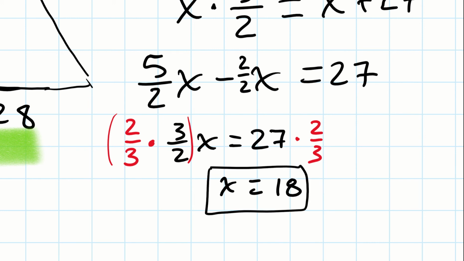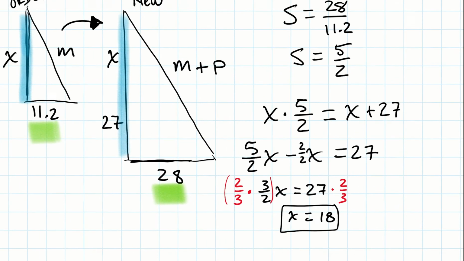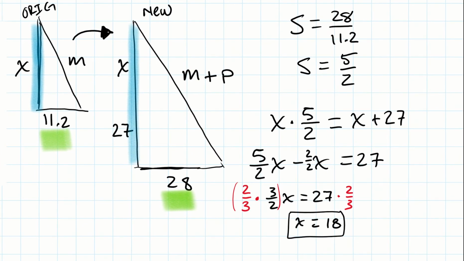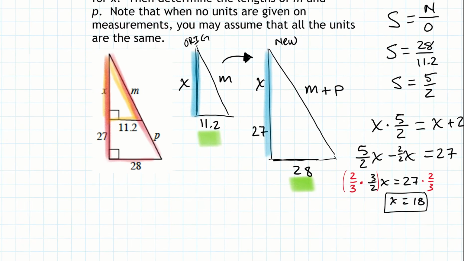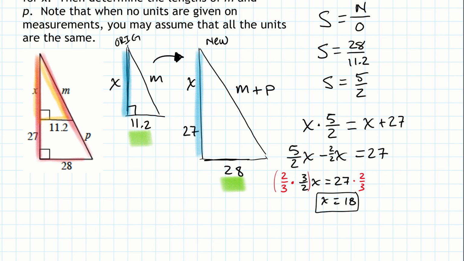So that's one of the sides I had to find. x is 18. Now that I know that x is 18, that's in the diagram. Oh yeah, they did show that these were right angles. That's fabulous. I'm probably going to now figure out what m is using the Pythagorean theorem.